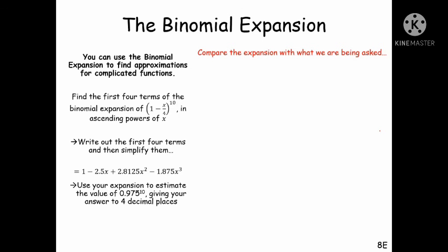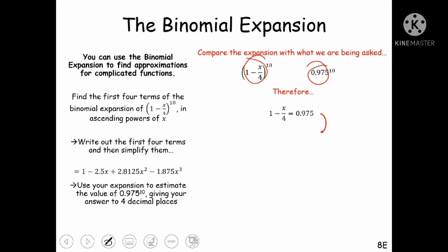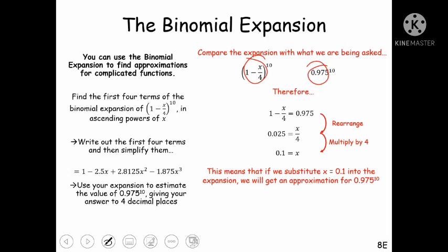So compare the expansion with what you're being asked. 1 minus x over 4 to the power of 10. And therefore, if they are the same, that means that this bit must be equal to this. So, if I rearrange it, I get 0.025 is equal to x over 4. If I multiply by 4, I get 0.1 is equal to x. This means that if we substitute x equals 0.1 into the expansion, we'll get an approximation for 0.975 to the 10.